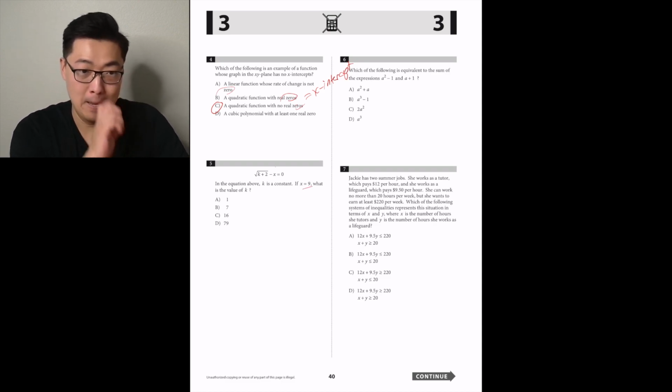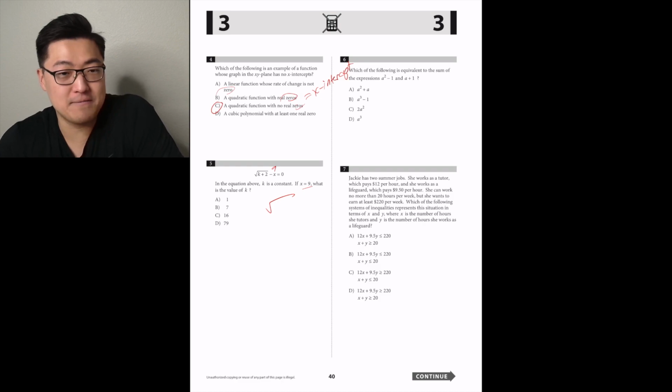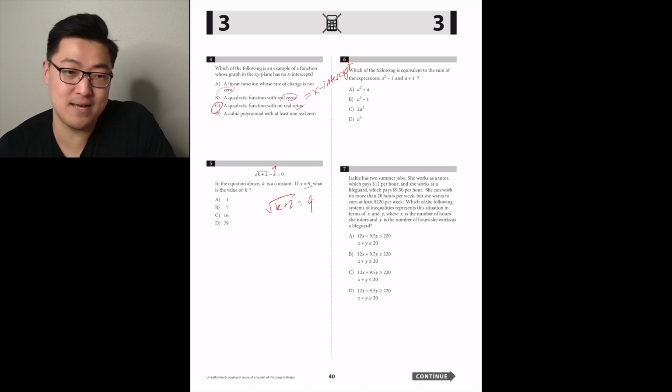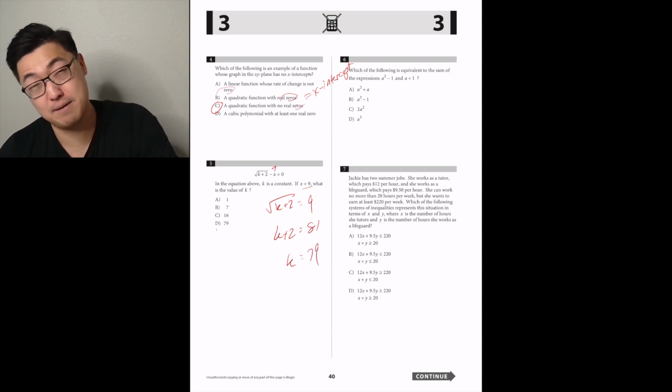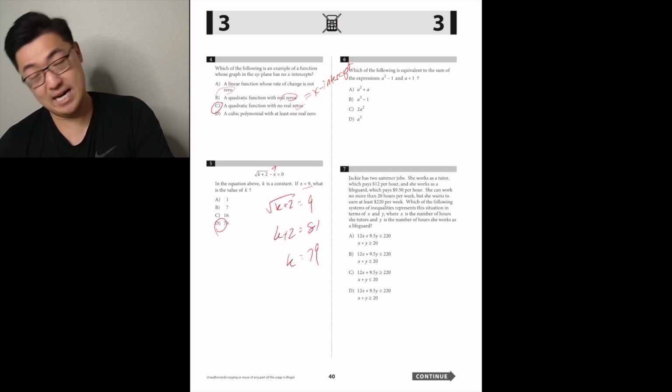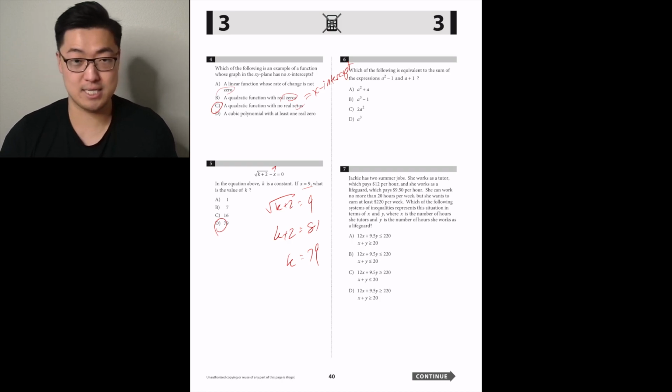Yeah, okay, let's see. 5. In the equation above, k is a constant. If x is 9, what's the value of k? Just plug in x is 9, move 9 to the other side. Square both sides. You get k plus 2 is 81, so k is 79. Okay, thanks College Board for the free point.